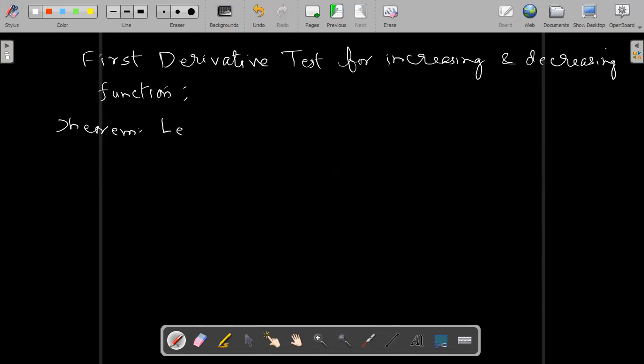First thing, the f should be continuous. Let f be a continuous function, it should be a continuous function, continuous on the closed interval AB.